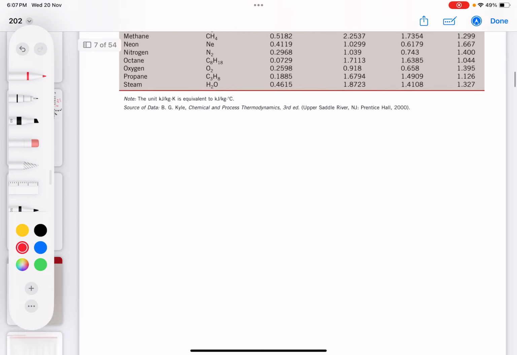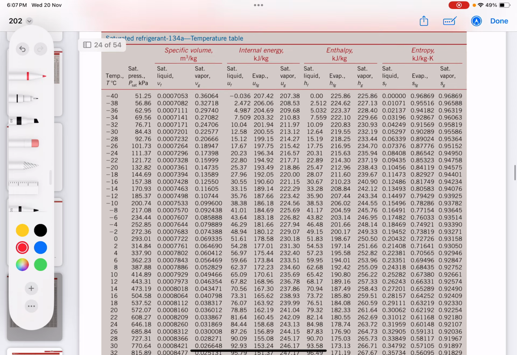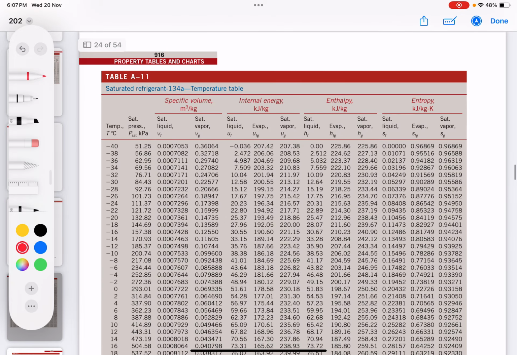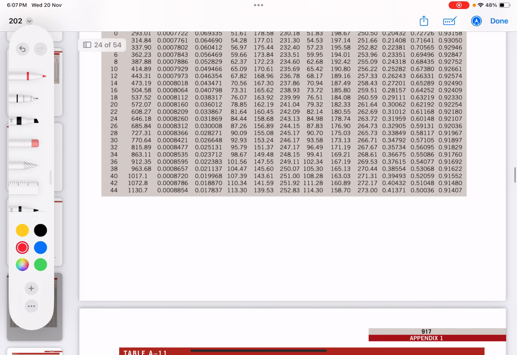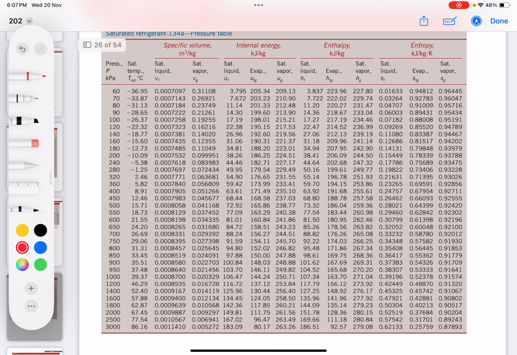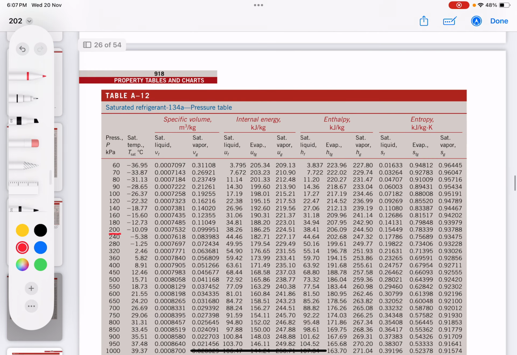So now I'm going to move to the tables because they are using refrigerant R134a. I cannot use table A11 because this one is the temperature table. Therefore, I have to use the pressure table because the pressure is given in the question. The pressure given is equal to 200 kilopascal, extracted from the information in the question. So I have P1 equals 200 kilopascal, and most probably my information is located somewhere around here.